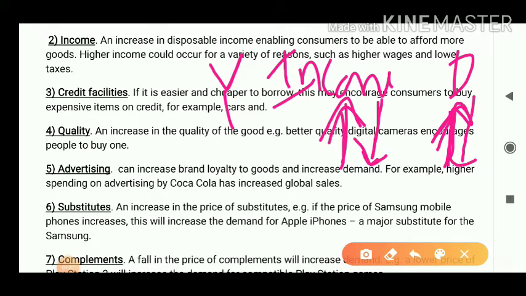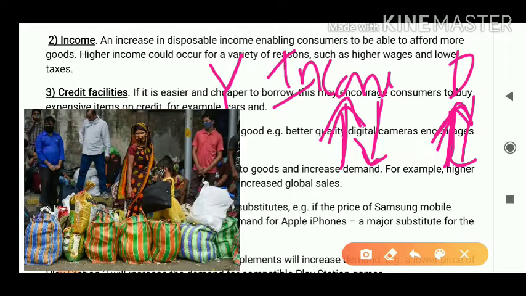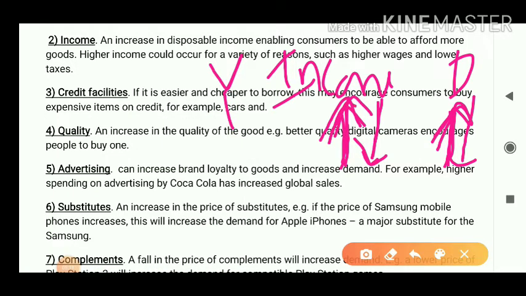falls, and when demand falls, companies don't produce. Why don't they produce? Because there is less demand, and when they don't produce, they will employ very little labor, or they won't hire at all. So what will happen in this situation? Unemployment may rise. So it is very important that income also rises up to some limit from time to time, so that there is a good impact on demand and the economy may boost.